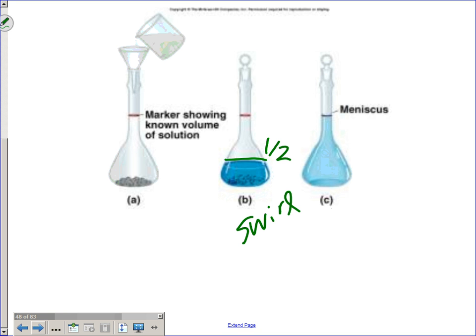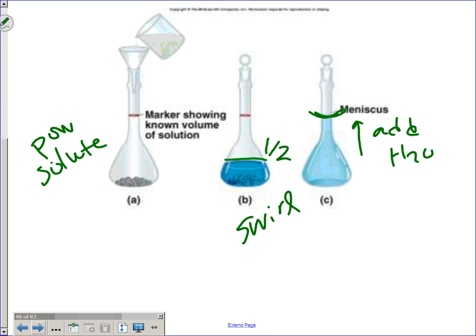Because once it fills all the way up, you don't have a lot of volume to mix things with, right? So you need to keep swirling until it's appropriately mixed. And then you'll add water until the meniscus hits the volumetric flask's etched mark. So this is from a solute in powder form. You add it there, you add the water, you swirl, you fill to the volumetric line.